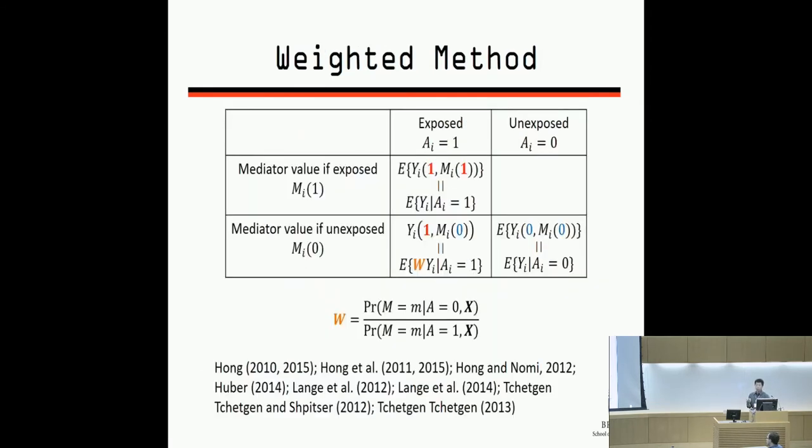And there's another approach called weighted methods or inverse probability weighting. If A is randomized, we can estimate this value, the Y1 M1, just based on the people who received the treatment. Okay, if A is randomized. For Y0, M0, this is observed for those who didn't receive the treatment. So we can just calculate the average of those. And for this, Y1 M0, we can use some weight to estimate, given certain assumptions. And there's a very rich literature on this.